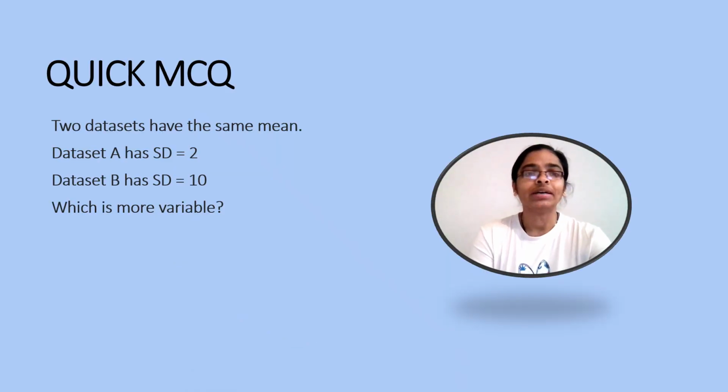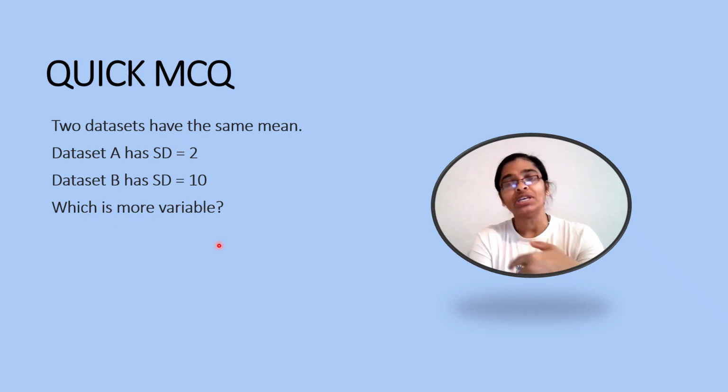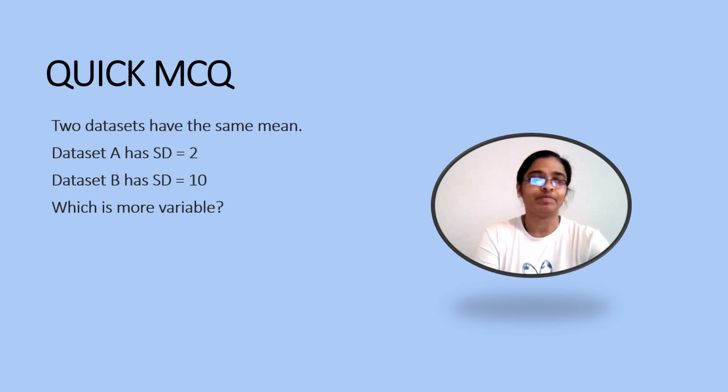Let's look at a quick MCQ. You have two data sets which have the same mean, but data set A has a standard deviation of 2 and data set B has a standard deviation of 10. Which data set is more variable? Is it A or B? The answer is data set B. The higher the standard deviation, the more variability in the data.